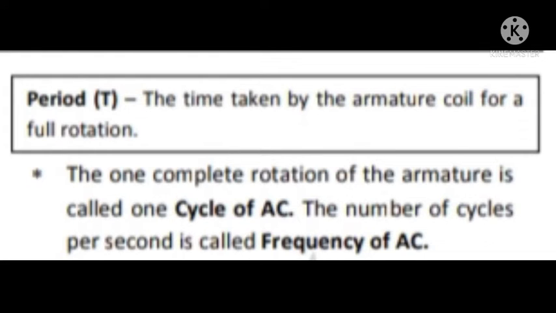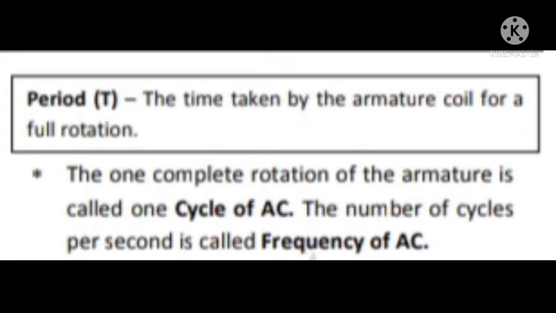What is the period? The time taken by the armature coil for a full rotation. It is denoted by the capital letter T.